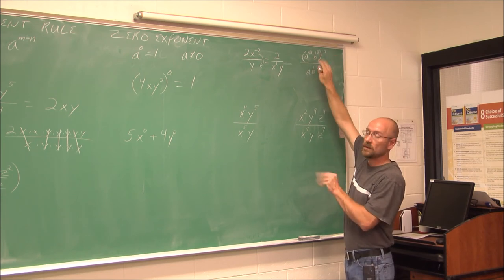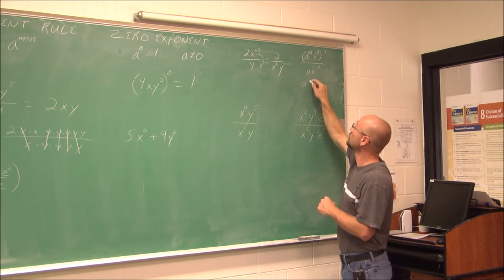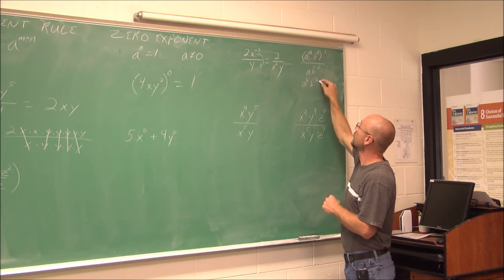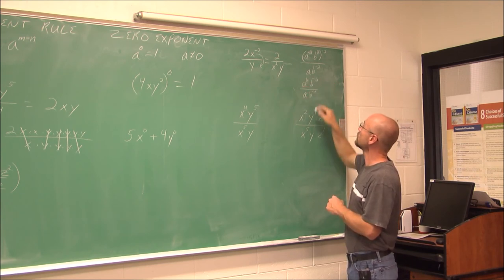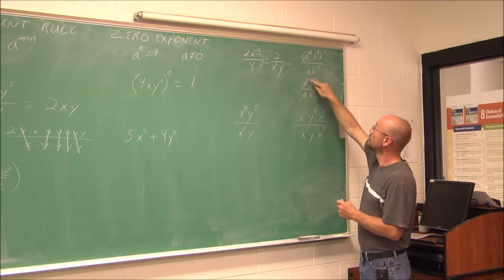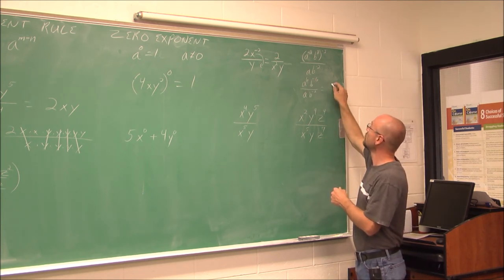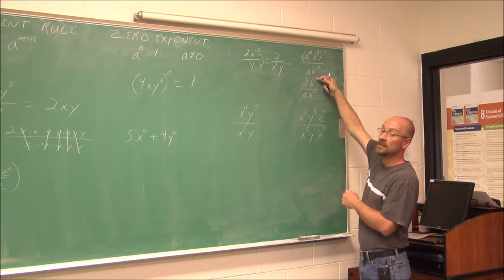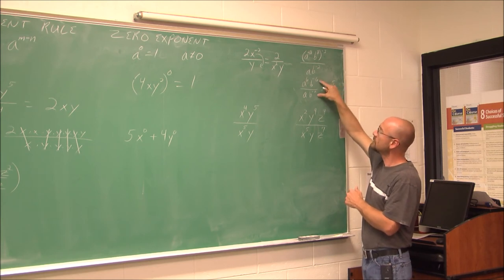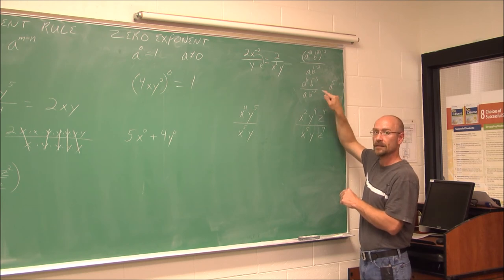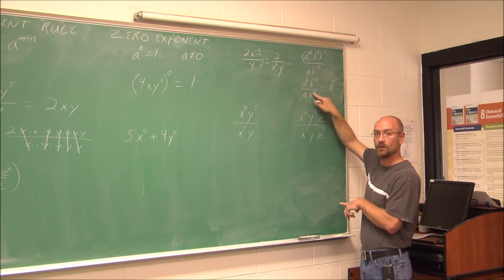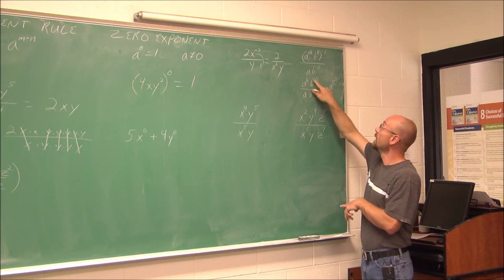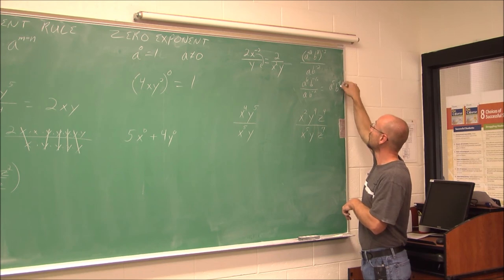Order of operations, deal with those parentheses. I can get rid of them by that distribution: a to the 6th, b to the negative 6th over a, b to the negative 2nd. I'm going to just use the quotient rule here. 6 minus 1 is going to leave me with a to the 5th. And negative 6 minus a negative 2. This is where we might get in trouble because of all these different signs. Negative 6 minus a negative 2. Well, if I minus a negative 2, I'm actually going to add 2. Negative 6 plus 2 is negative 4. So I'd have b to the negative 4th.